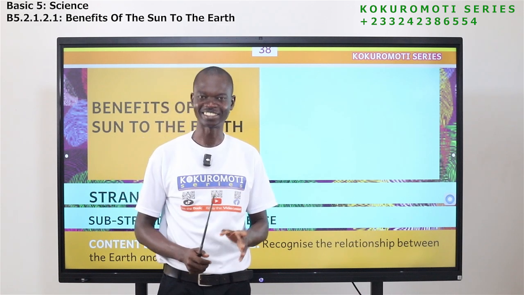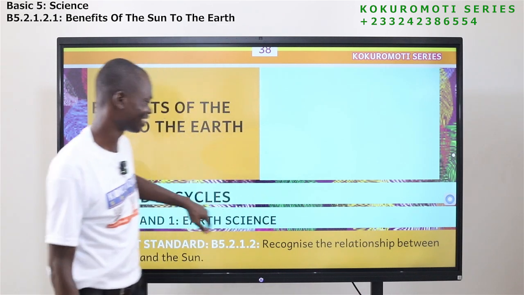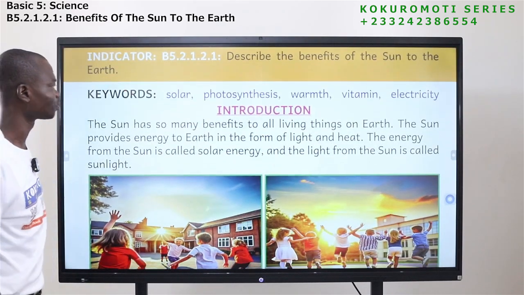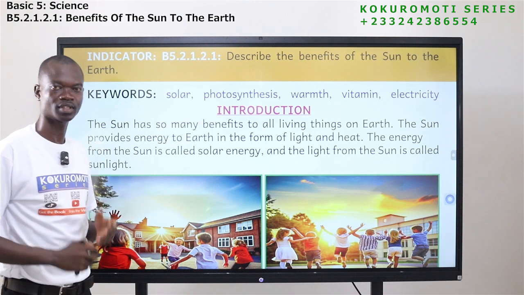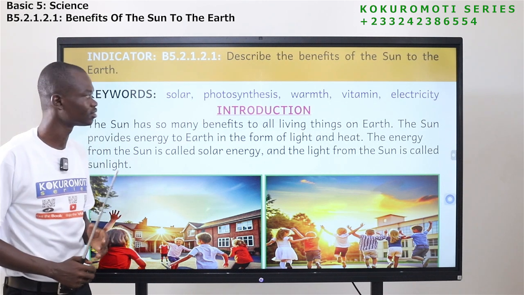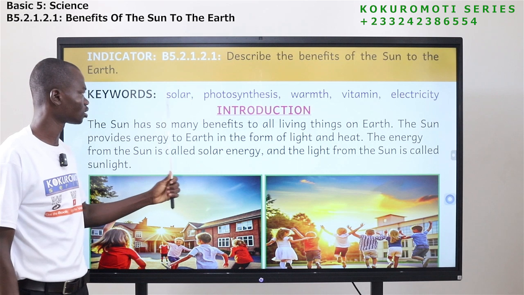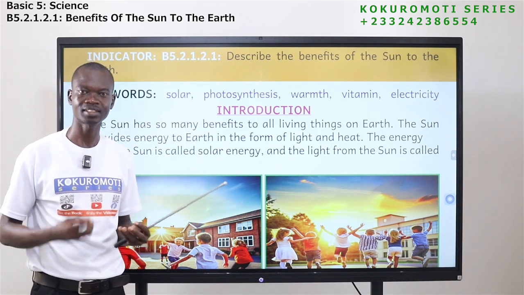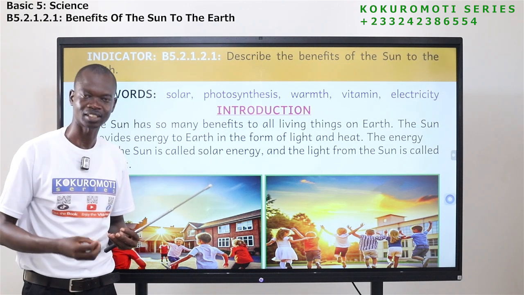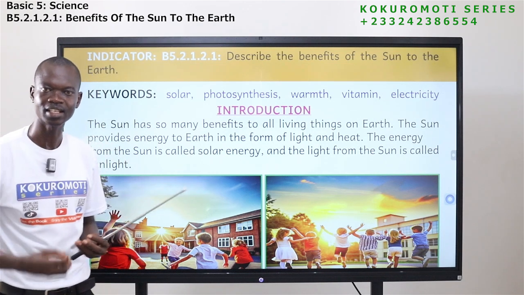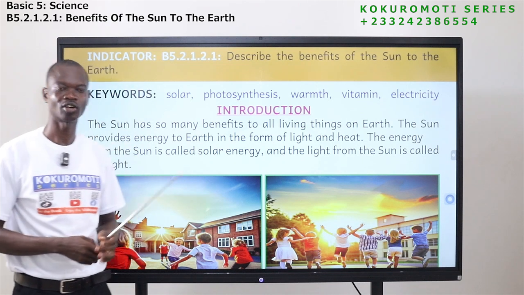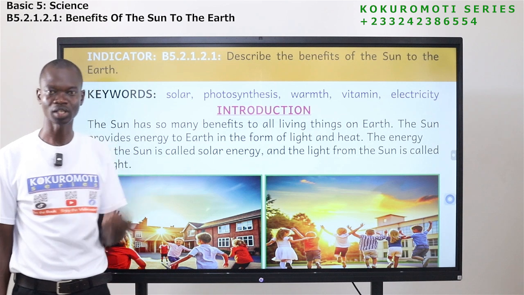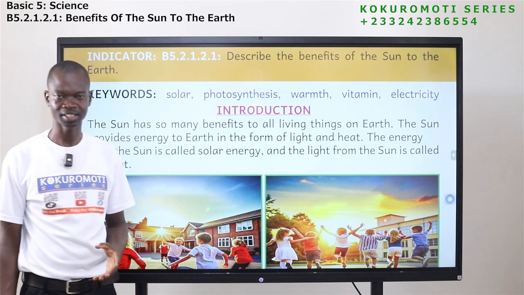Before I continue, let's look at the key words. These are the words that you find in the lesson. The first one is solar. Solar means energy from the sun. The sun gives energy. The sun is a source of energy. The energy that we get from the sun is called solar. So anytime you hear about solar, we are talking about energy from the sun.